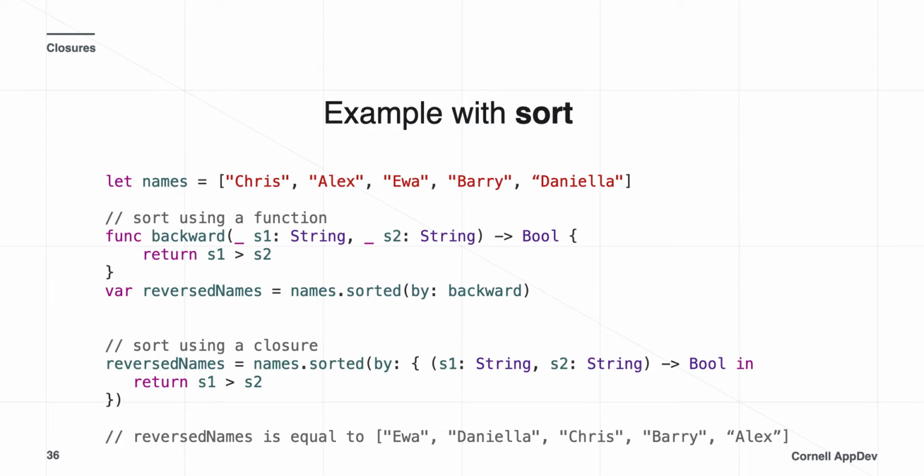Any other question? So this way you don't have to write out the other function. You can just write a function inside, because the by parameter expects a function.